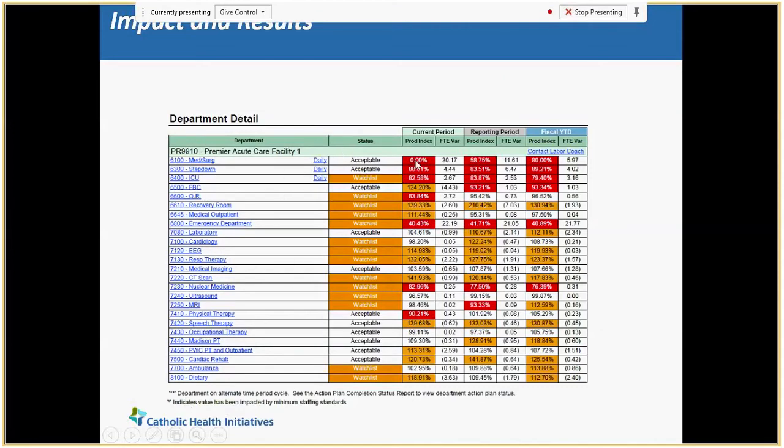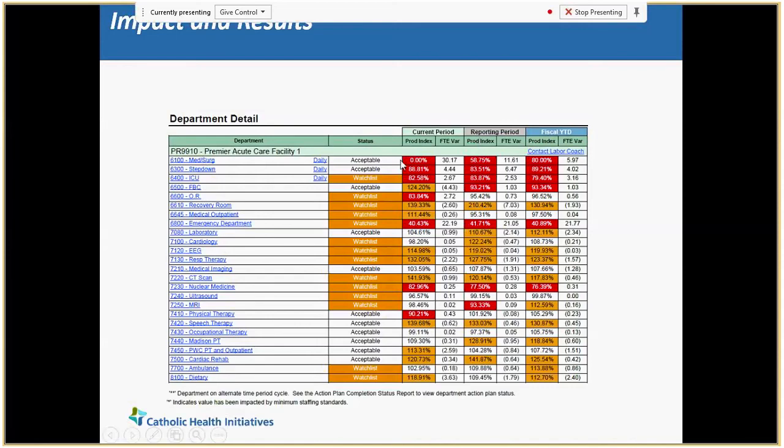Now I can see what was the productivity index and the FTE variance in the current period for med-surg and so on. Same thing for the reporting period and year-to-date. You will also see a total. It doesn't show a roll-up total here on this specific report, but it will show that line item.